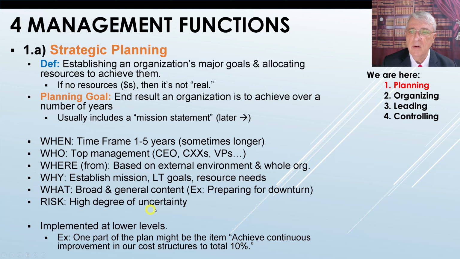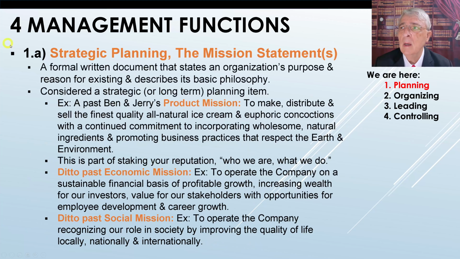The risk is a high degree of uncertainty, because the longer out you look, the less sure you are of things. And these will be implemented at lower levels. So for example, one part of the plan might be to achieve continuous improvement in our cost structures totaling 10%. And the people below will be tasked with figuring out how to make that happen.